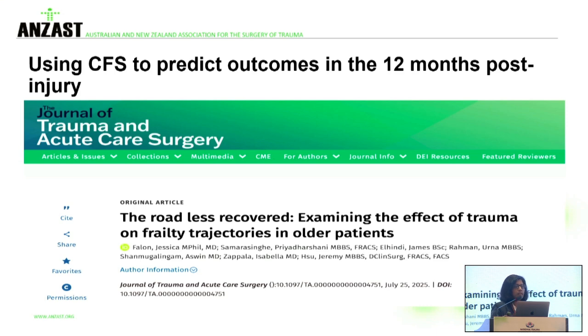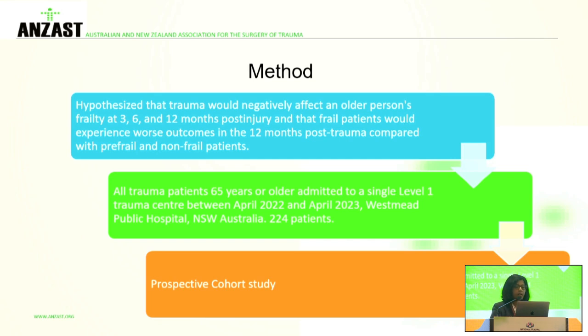So this is a study that we conducted at a Level 1 Trauma Center in West Sydney. This was using the Rockwood Clinical Frailty Score to predict outcomes in the 12 months post-injury. And it was published in the Journal of Trauma and Acute Care Surgery, July this year. It's a very good paper examining the effect of trauma on frailty trajectories in older patients. So this was conducted, as I said, in a Level 1 trauma center, Westmead Public Hospital, New South Wales, Australia.